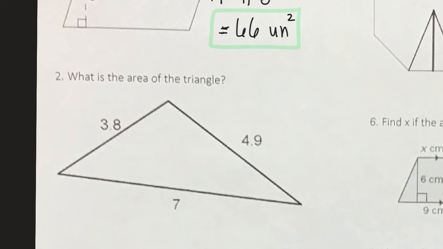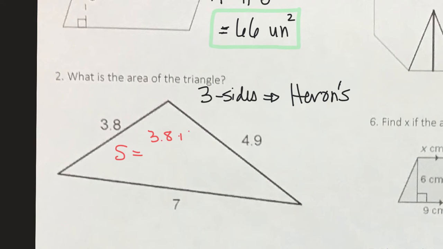Okay, and number two, what's the area of this triangle? Hopefully you notice you know 3 sides of your triangle. And whenever we know 3 sides, whose formula should we be using? Heron's formula, which is a square root of a lot of different subtractions. The first part of Heron's formula is finding your semi-perimeter, which is literally half of your perimeter. So we're going to take our 3 sides and add them together and divide by 2. That gives 7.85.